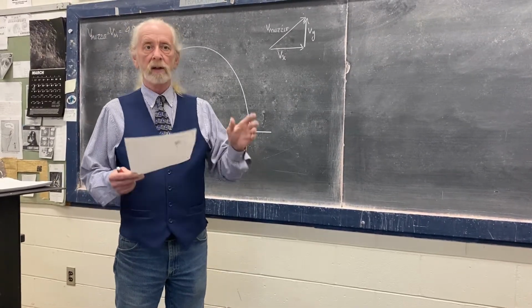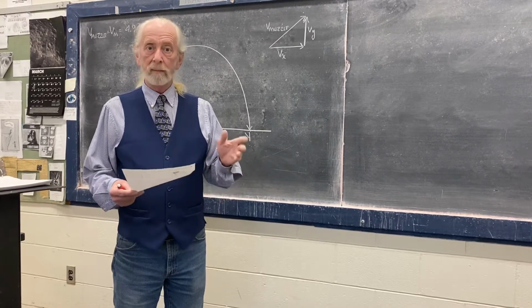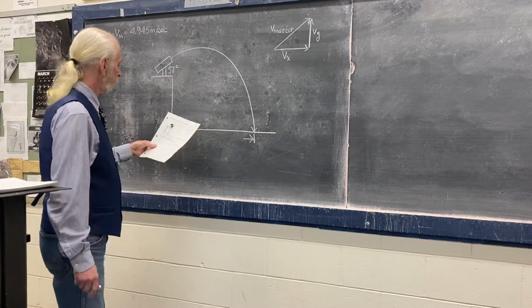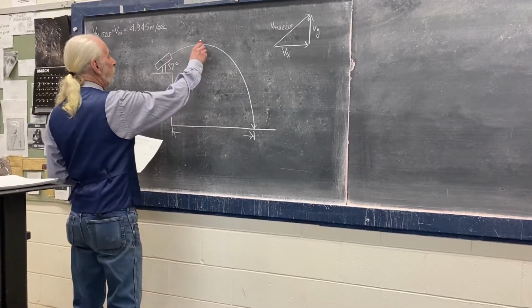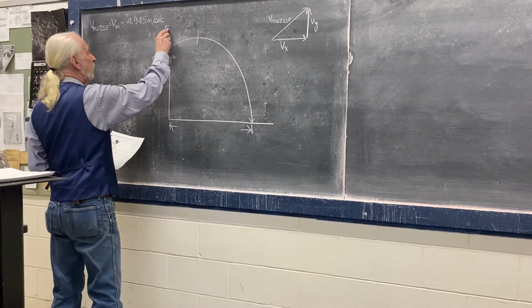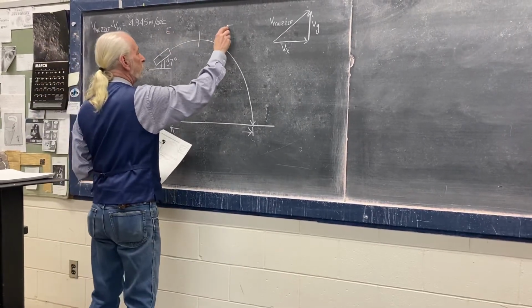Galileo says, limit the scope of inquiry, the pizza principle, all right? So we're going to bust this up into individual pieces and parts. The ball bearing is going to go up, and then it's going to come down. So that will be event 1, and this will be event 2.